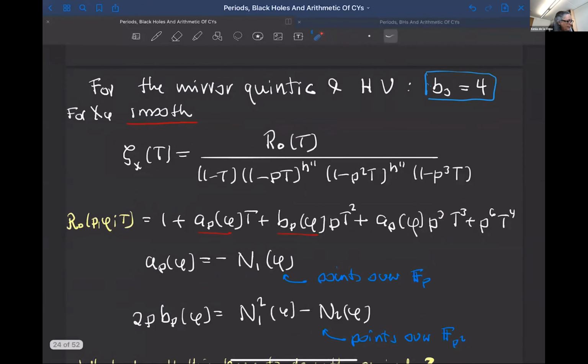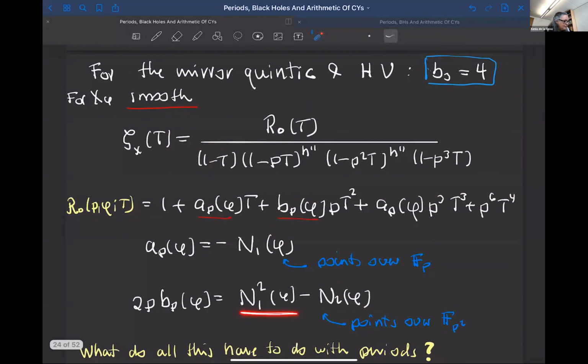And you discover that this A is minus the number of points over F_p, and B here is, apart from this factor that it contains in h11 squared, minus n_2, the number of points over F_{p^2}, the finite field with p squared elements. Okay, and of course, what happens when there are singularities? Something happens, and I will give you an example later.